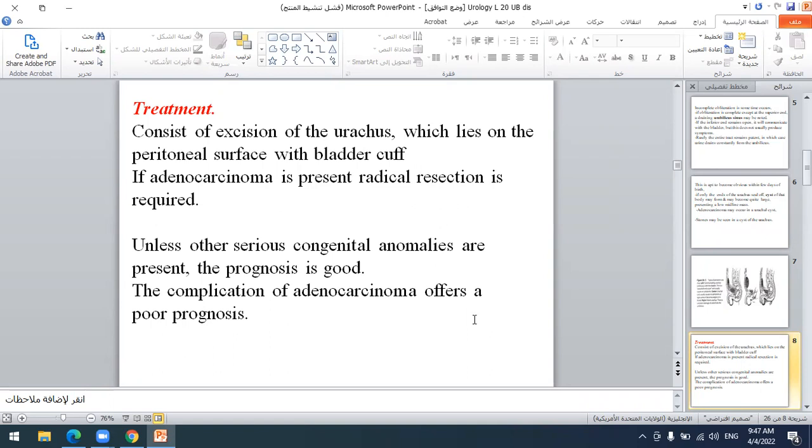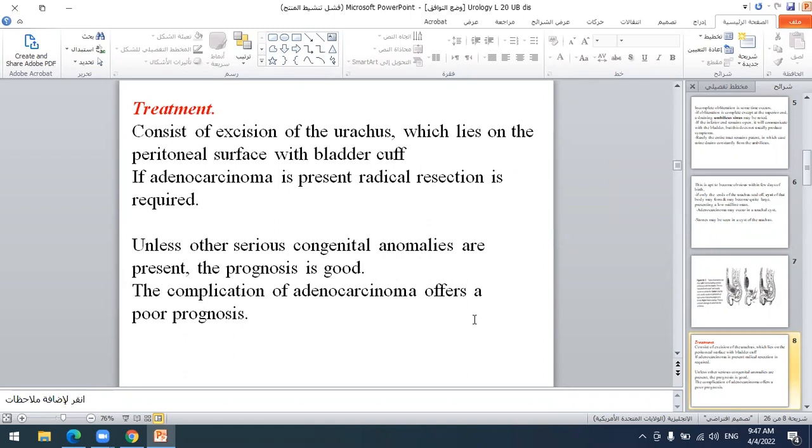So, management is removal of the urachus by open surgery. Identify the urachus, separate it from the navel and then from the bladder, and from the bladder we should take a bladder cuff. So a part of the bladder is removed. It is called the bladder cuff.